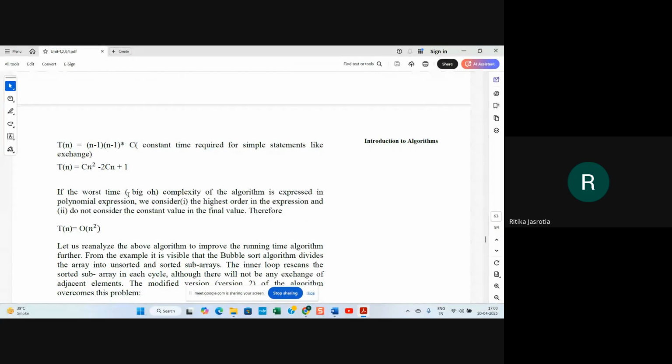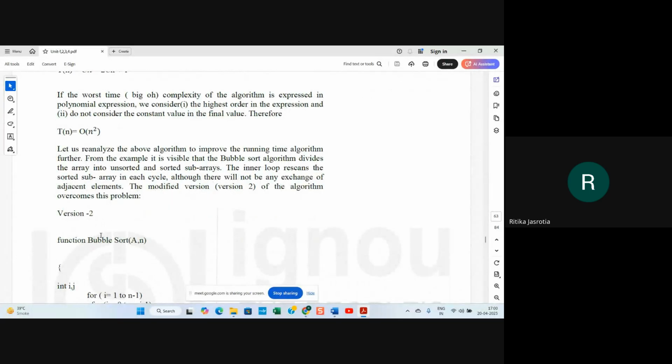If the worst case big O complexity of the algorithm is expressed as a polynomial expression, we consider the highest order term in the expression and do not consider the constant values in the final value. Therefore, T(n) is equal to O(n square). So that is what they are talking about.